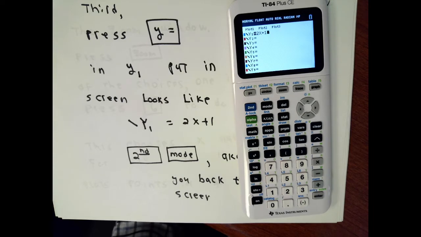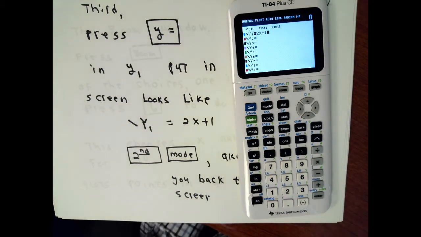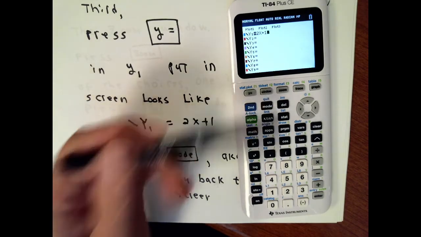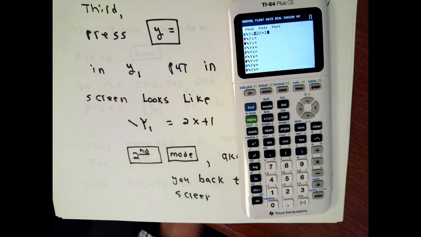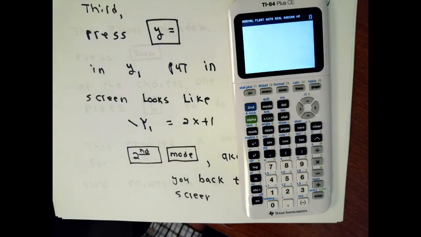Now, to get out of this screen, I don't want to press the clear button, because if I do, it'll clear what I just put in, which is not what I want to do. I'll put my 2x plus 1 back in. To get off of this screen, we will push the second button and the mode button, which has quit in blue up above it. Second, mode, takes me back to my home screen.